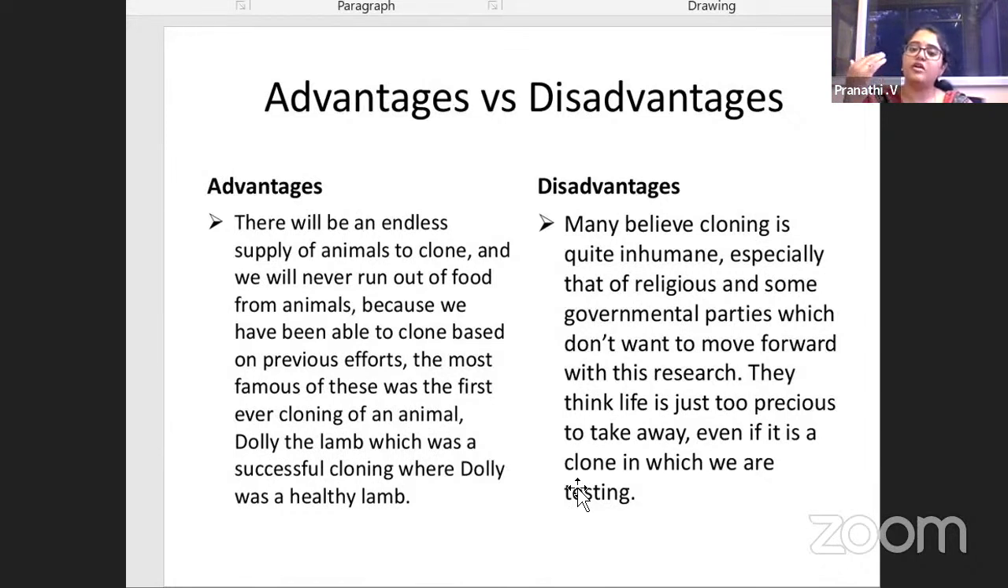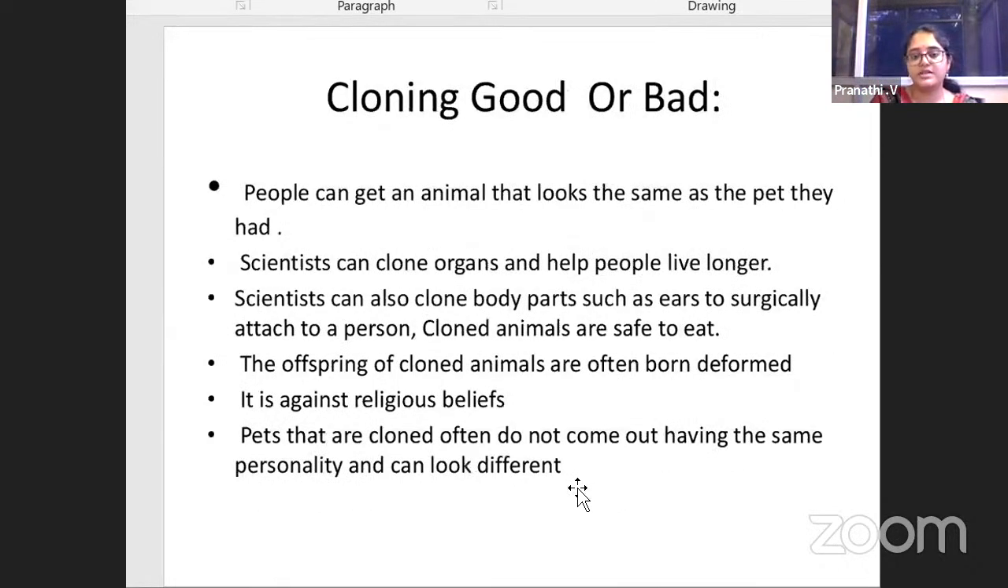But for human cloning, or for cloning in general, people believe that we should not do such kinds of experiments. We never know how things will turn out. The ethics are always there. You can get the same kind of pet you already had. Organs can be cloned and transplanted so that people can live longer, but how much of it is feasible, how much of it is possible, has to be seen.